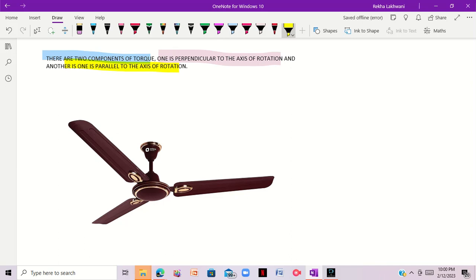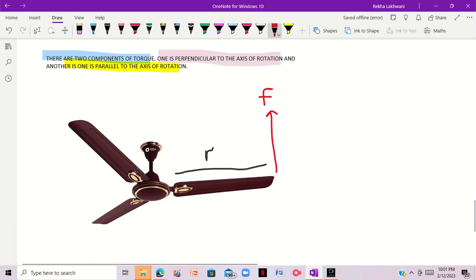So let's come over here. For example, this is my moment arm, which is R, right? Let's apply the force like this. I'm applying force like this, and you have to understand this in 3D. Whenever I apply force vertically, it means that it is trying to detach this. It's not trying to rotate the fan, basically.